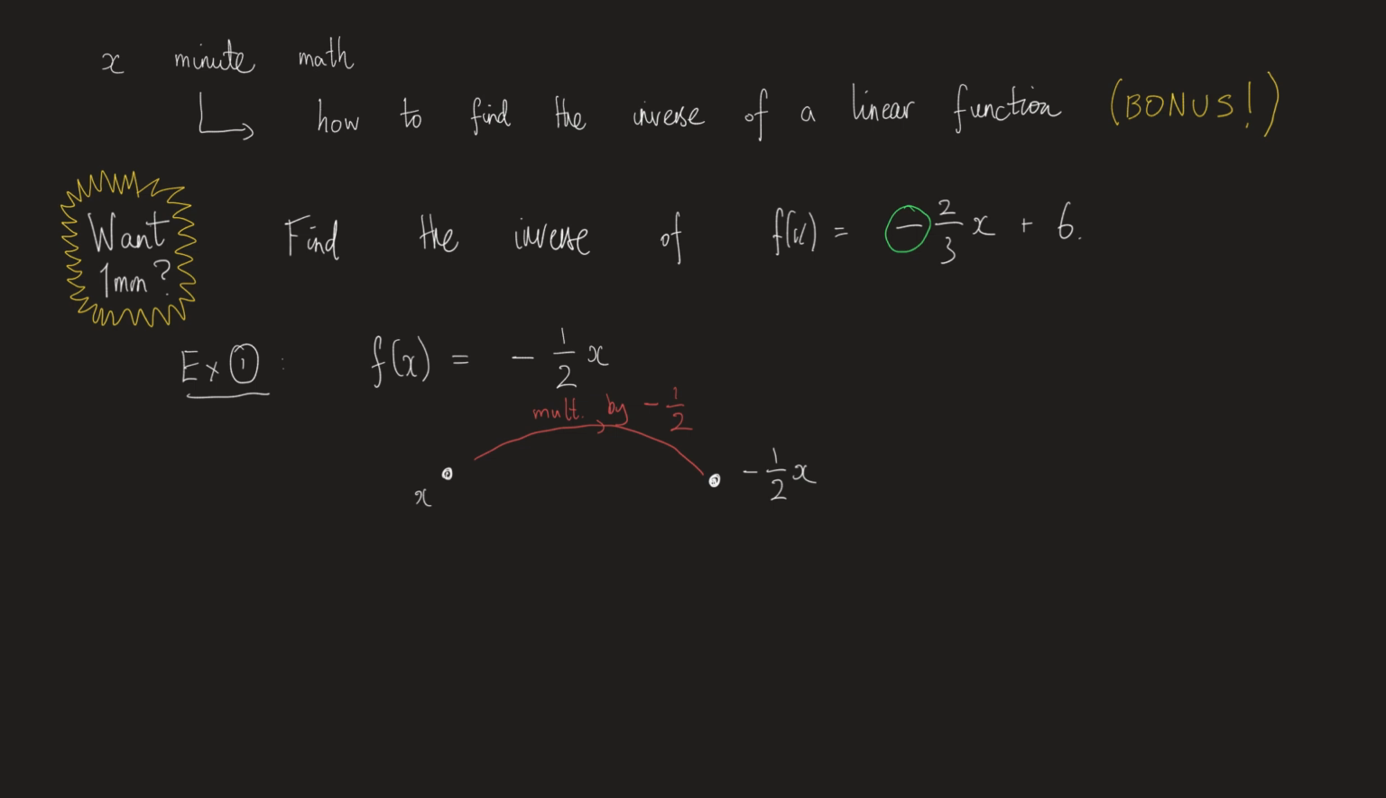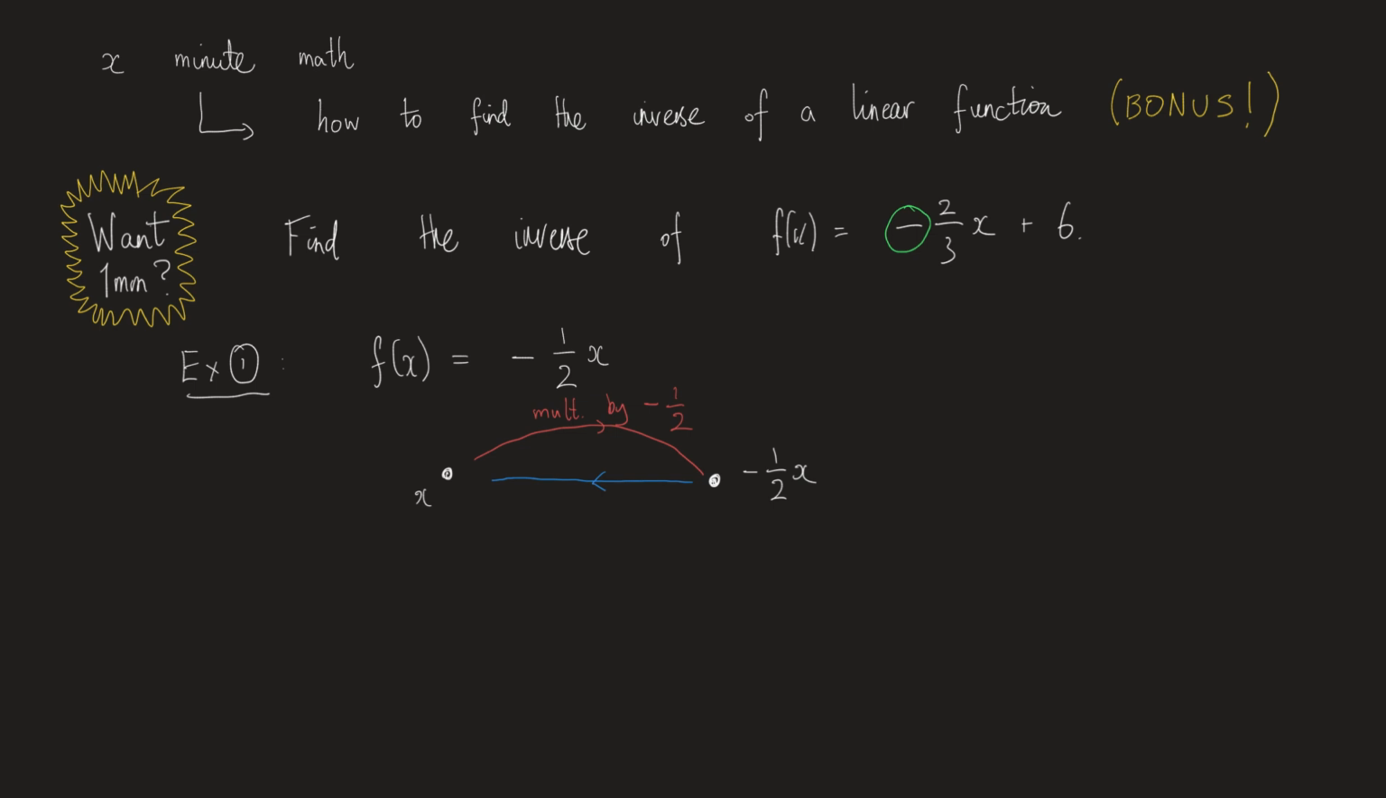Now, I want to undo this action of f by my inverse function to get back to where I started. Now, it's tempting to say, okay, let's multiply by 2 because I multiplied by something that looked like 1/2, right? Multiplying by 2 will undo multiplying by 1/2. But if we try that, we'll see it doesn't quite work.